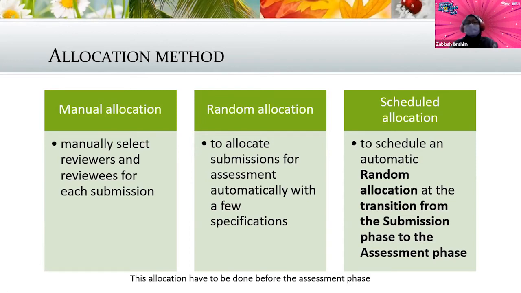Okay, but compared to the scheduled allocation, remember the one that we defined in the availability, where we set the system to switch automatically from the submission phase to the assessment phase. This is where we can use the scheduled allocation. In the scheduled allocation, we have the option of random allocation. So based on the random allocation specification, we let the system distribute all the submissions among the students, whether in group or without a group. Okay, so let me show you an example of how it looks on the random allocation.